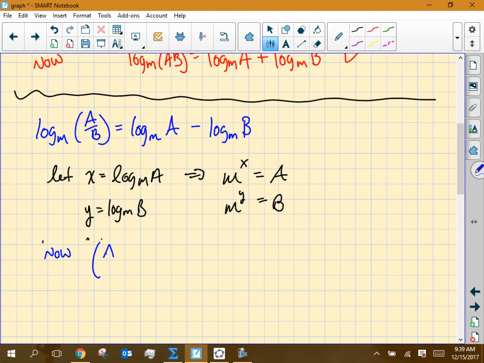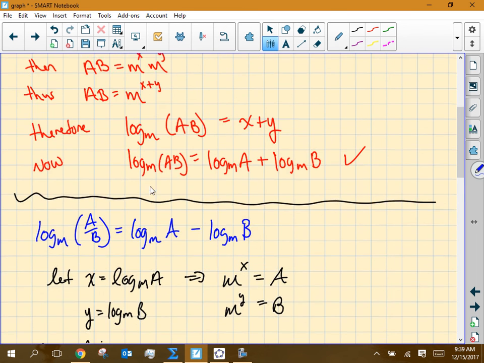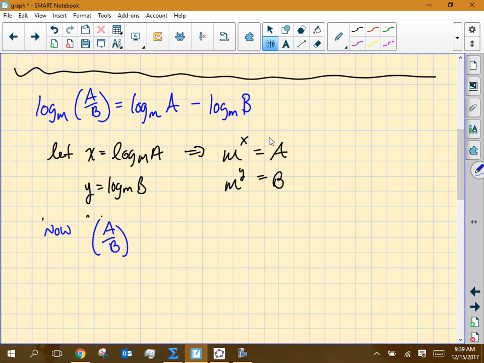Now, would you guys agree that a over b, kind of what we did up here, a divided by b would be m to the x divided by m to the y. I'm saying this wrong. M to the x divided by m to the y. Do you guys agree with that? Okay.